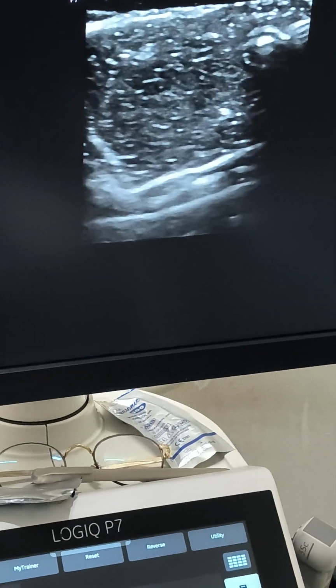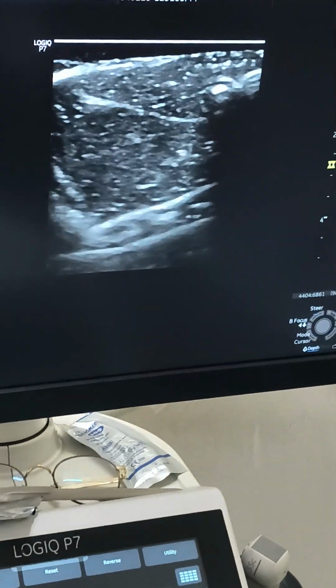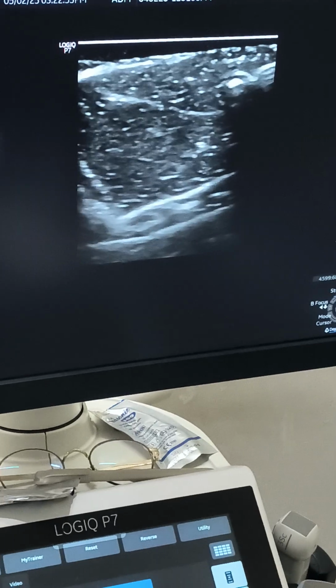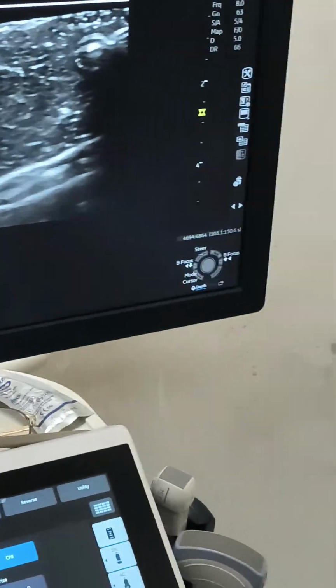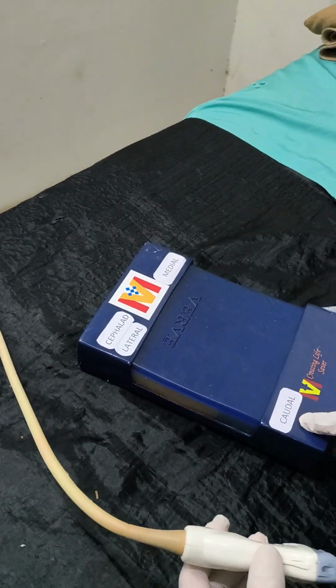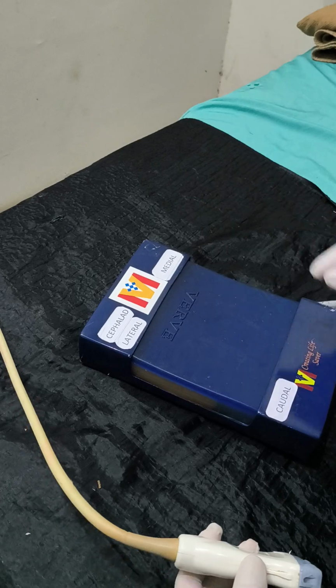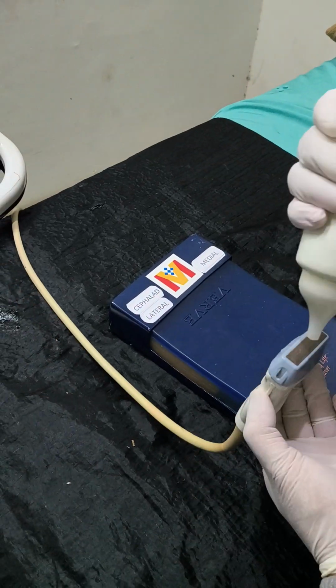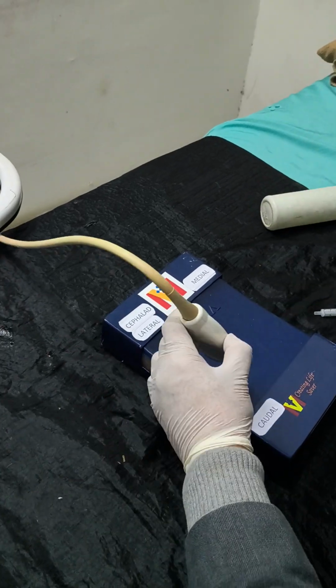We have learned how to calculate angle, how to calculate our needle trajectory, and then how we can perform the erector spinal plane block. So this is our ESPB trainer. So again, cephalad and the caudal, lateral and medial. Okay, so we have to go, as we know, from lateral to medial and scanning from the rib.